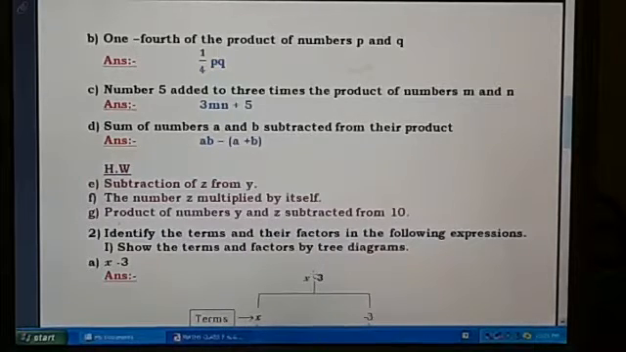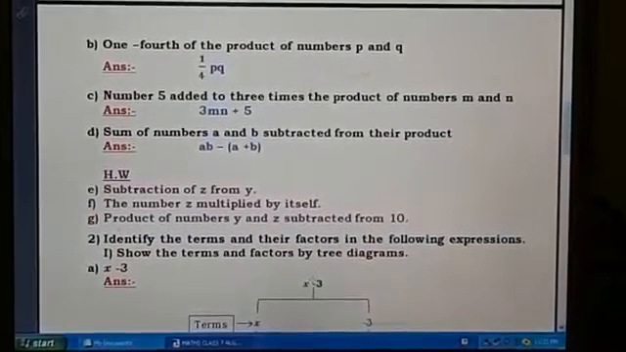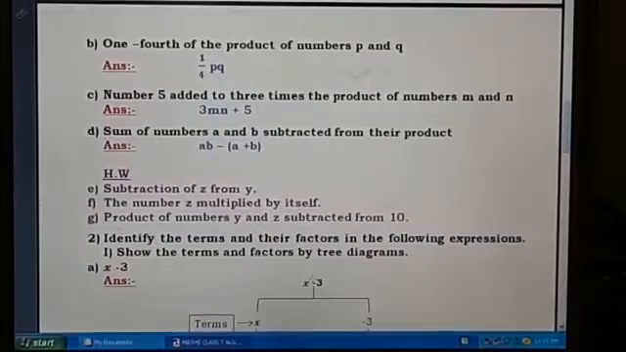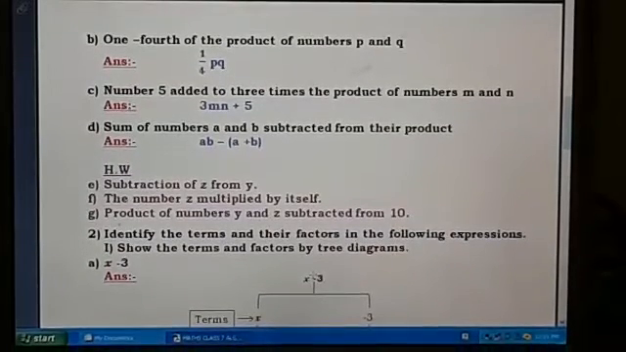Subtracted from their product. So product means a into b, ab will come. After the word "from", whatever is there should be considered the big number. So you have to write the product first, then minus the bracket of a plus b. Next, the sum of the numbers you have to subtract. So ab minus the bracket of a plus b.